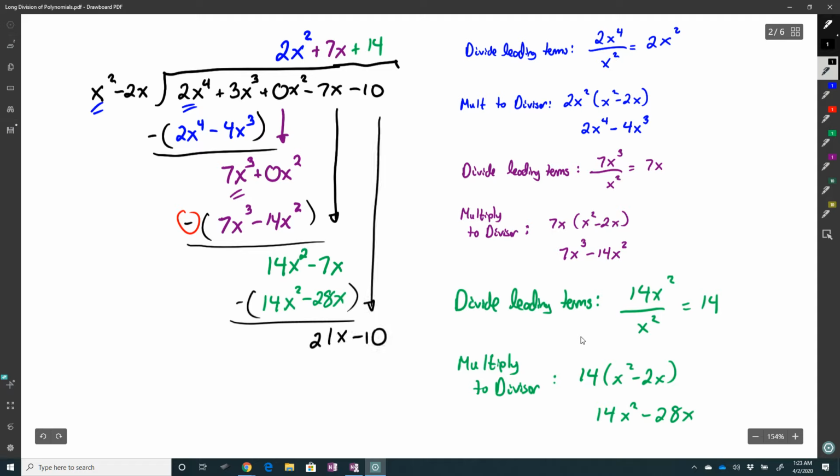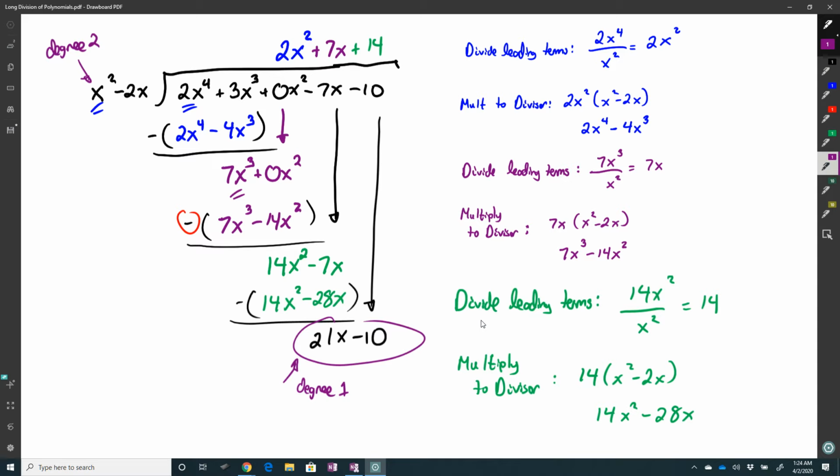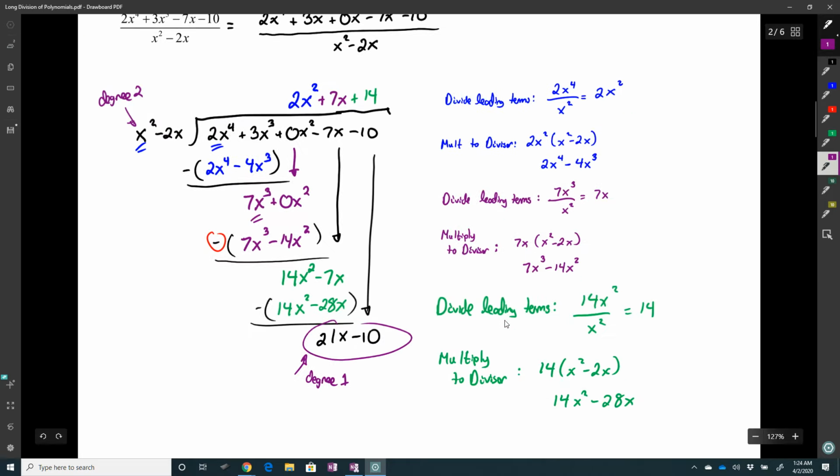minus 10. Okay, you stop once this has a smaller degree. Notice that this is degree 1. The top is degree 2. Once it has a smaller degree, you stop. You're done. So there we go.